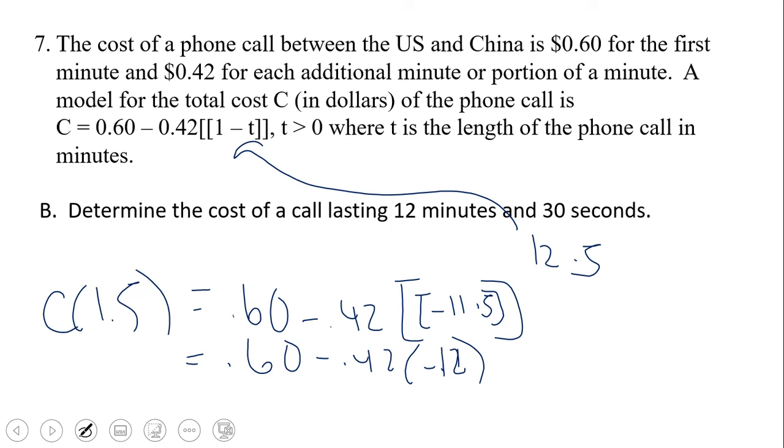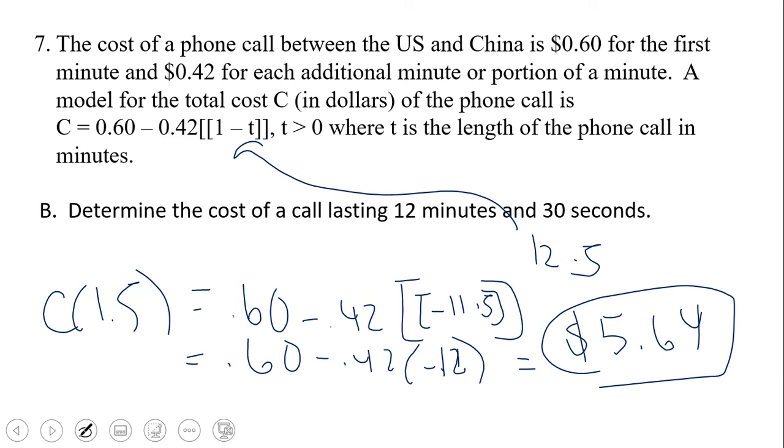If you plug that into your calculator, it's a good thing that it's a negative times a negative, since the company should not be paying you to make a phone call. Turns out that's going to cost you a total of $5.64. So this was a lesson on piecewise functions and the greatest integer function in particular.